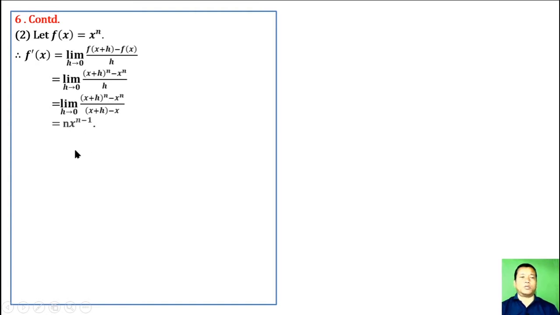As h tends to 0, using the most appropriate formula, remember, limit of x to the power n minus a to the power n, whole divided by x minus a, when x tends to a, is n times a to the power n minus 1. Using this formula, we get n times x to the power n minus 1. Therefore, d by dx of x to the power n is n times x to the power n minus 1.